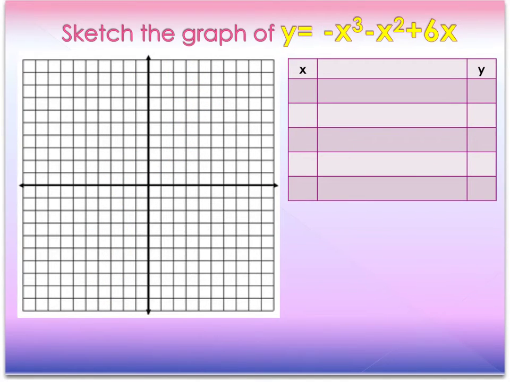So now we're going to sketch the graph of y equals -x cubed minus x squared plus 6x. Now, because it's a cubic, I know that the ends of the graph will go in opposite directions. Because it's a negative leading coefficient, I know we're going to start up and then we're going to end going down, in opposite directions.